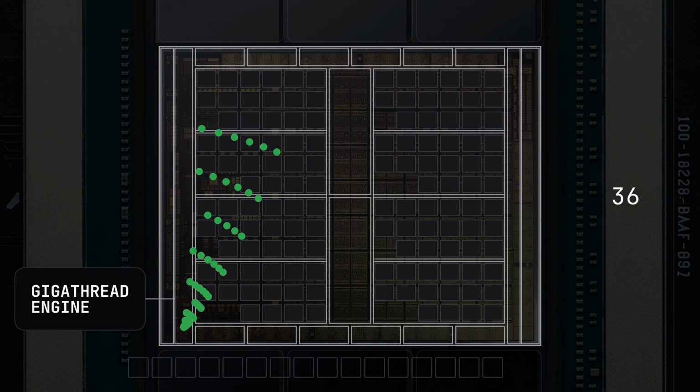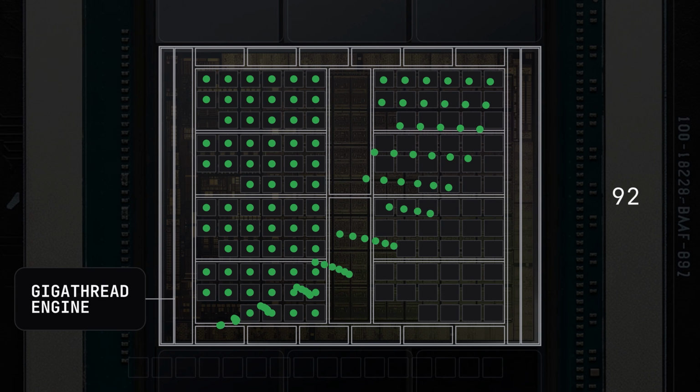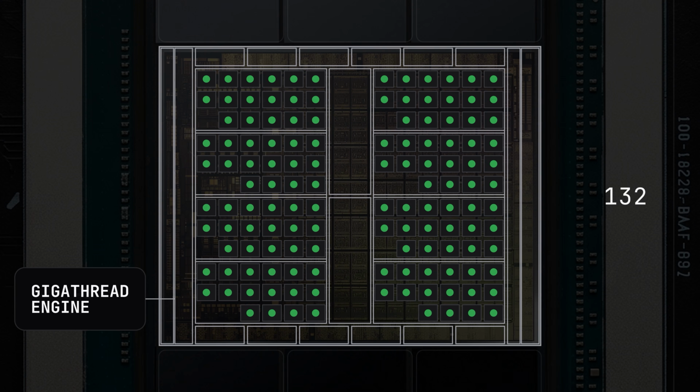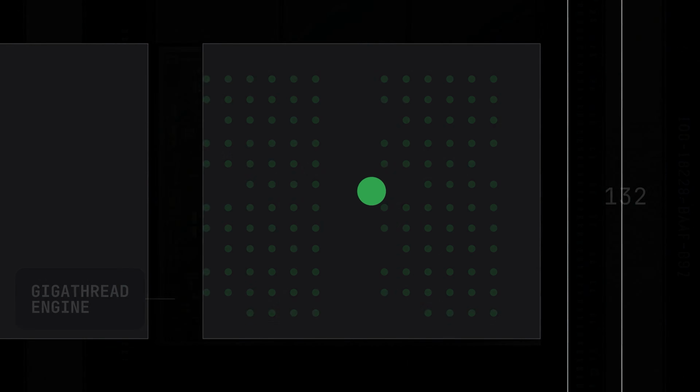The only job of this engine is to look across the 132 multiprocessors on the chip and send a block to each one of them that is free. And when a multiprocessor finishes executing one of these blocks, the engine gives it the next block in the line. Now let's look inside one of these blocks.